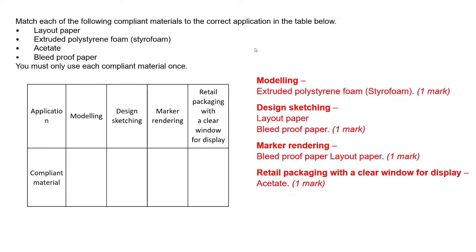Okay, so modelling, styrofoam, sketching, you could have layout paper or bleed-proof paper depending on what you're doing. Marker rendering, it could only be bleed-proof paper. So bleed-proof paper could be 1 in 2 answers, but layout paper can only be for sketching. And then for retail packaging, with clear window would be acetates. That's how you can see toys and things like that still sticking out as a part of promotion.